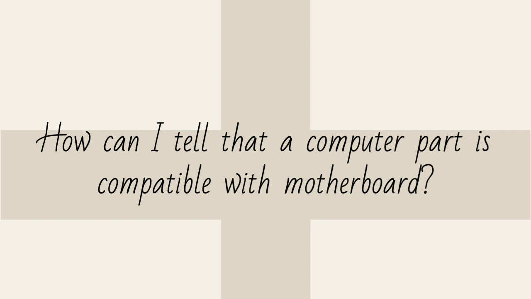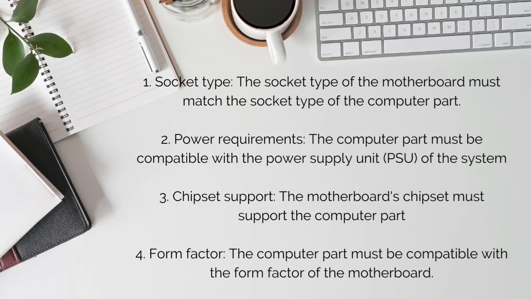How can I tell that a computer part is compatible with a motherboard? When checking for compatibility between a computer part and a motherboard, it is important to consider the following factors. 1. Socket type. The socket type of the motherboard must match the socket type of the computer part. For example, if you are looking to install a new CPU, you need to make sure that the CPU is designed for the same socket type as the motherboard.